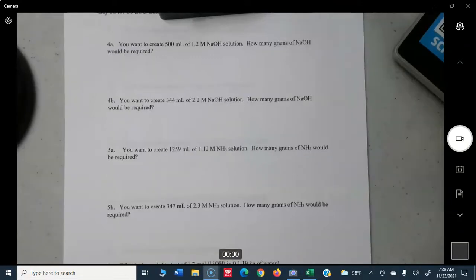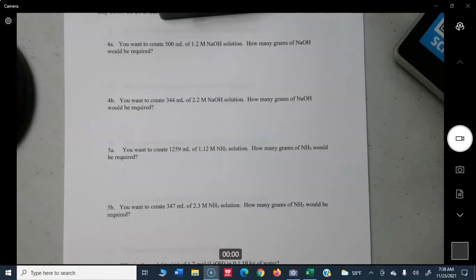Okay, number 4A. This represents a common problem that you could actually have in the lab, where the teacher says, maybe you're doing an acid-base reaction, and the teacher says, I want you to create 500 milliliters of a 1.2 molar NaOH solution.